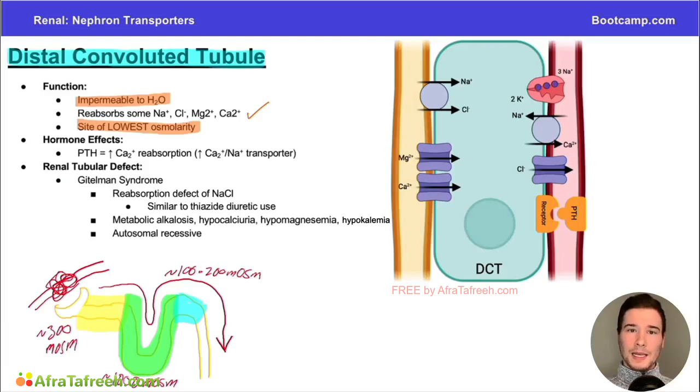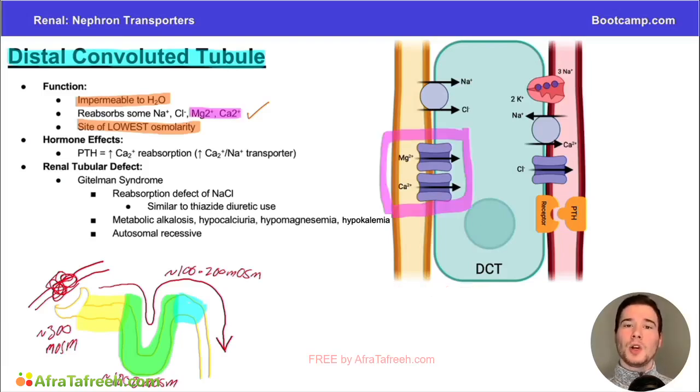So I'm going to highlight these in pink here to really draw attention to them. You can see that these are transporters that allow these large positively charged molecules to actually pass within the cell. These are transporters that we did not find in the loop of Henle, which is why there was a different mechanism for reabsorbing these ions.